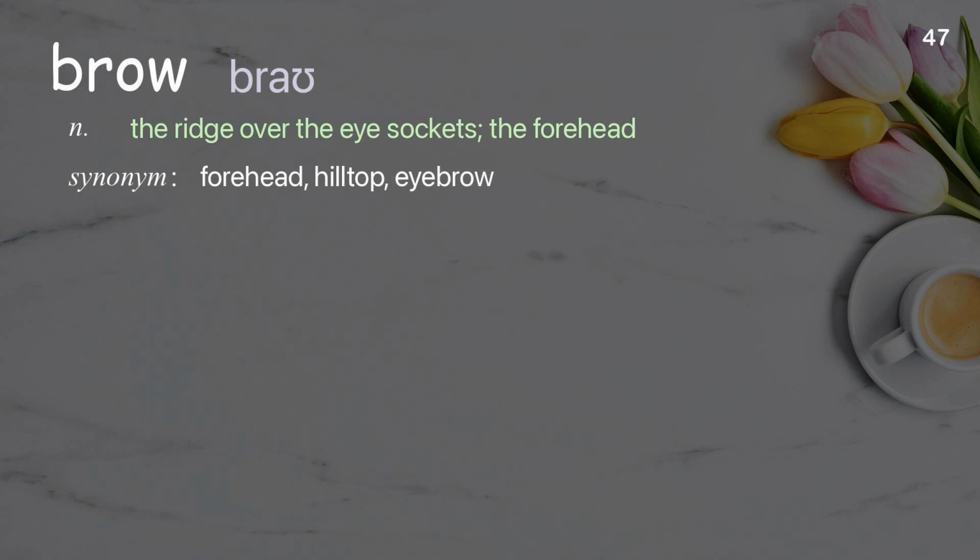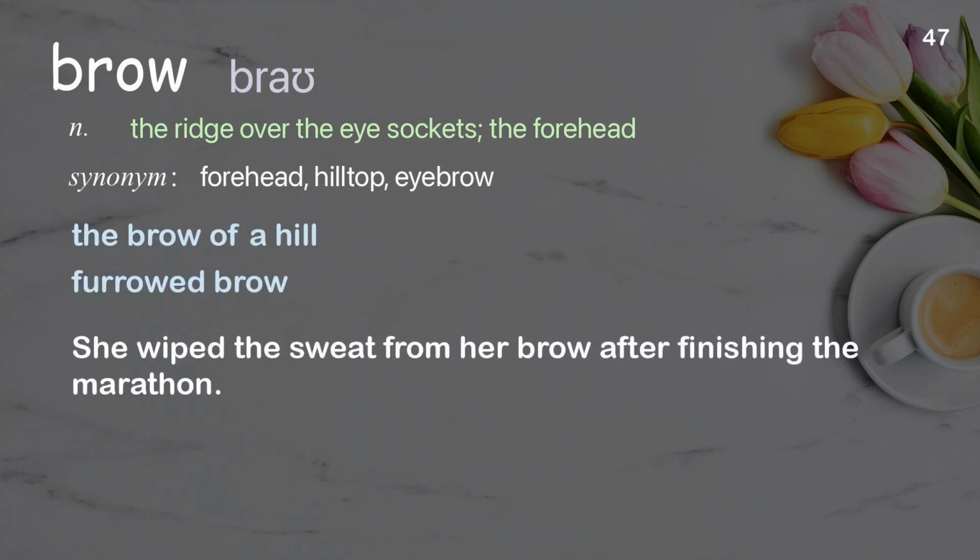Brow: the ridge over the eye sockets, the forehead. Examples: the brow of a hill. Furrowed brow. She wiped the sweat from her brow after finishing the marathon.